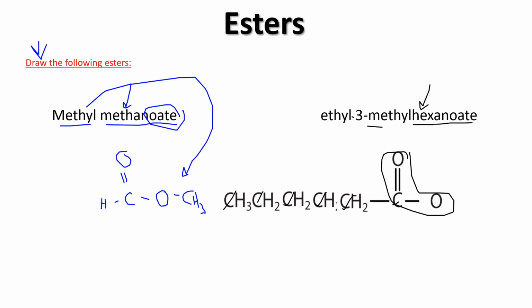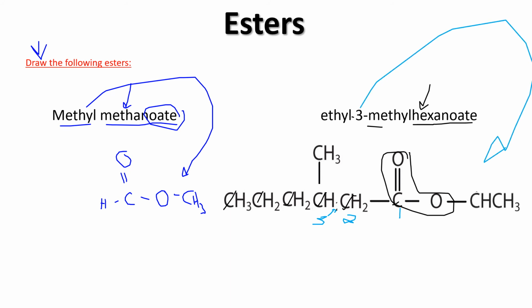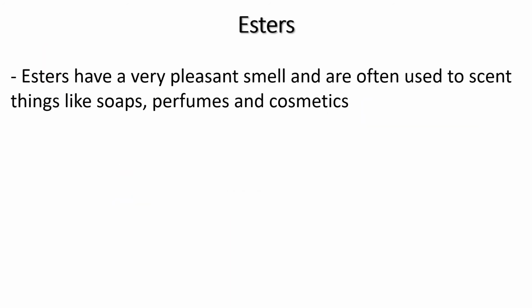Now we have a methyl group on the third carbon, so we should number this 1, 2, 3. And notice I left a spot there, no hydrogen. So there goes that group. And then my ethyl group will just go down on that side there. Ta-da! And there is our compound.